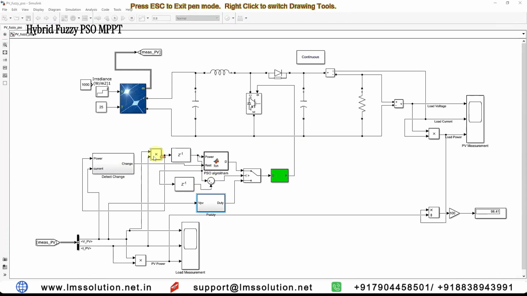So here we are measuring the power, and then here we calculate the change in power. Based upon the change in power, the switching will happen between PSO and Fuzzy. Here we are going to hybridize the Fuzzy MPPT with the PSO MPPT in order to extract the maximum power from this solar PV panel.